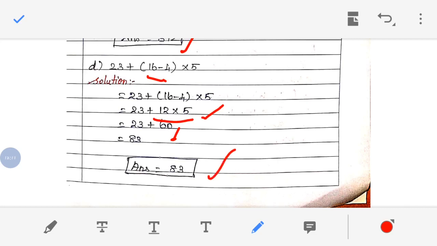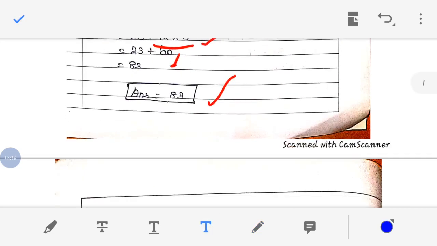This is the way you have to do. Always remember the BODMAS rule, then it will be very, very simple. If you know the BODMAS rule, however big the question is, it will be very easy for you to solve. So always please children, keep the BODMAS rule in your mind while calculating questions like this. Let's move on to the next question.